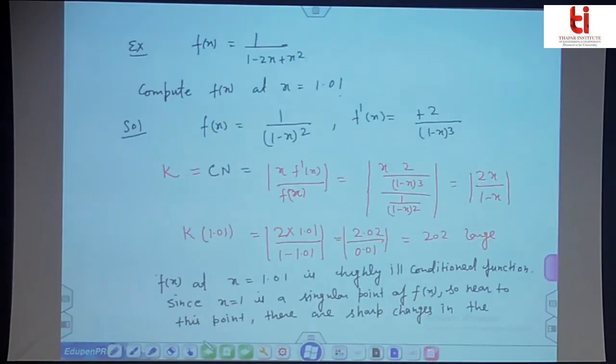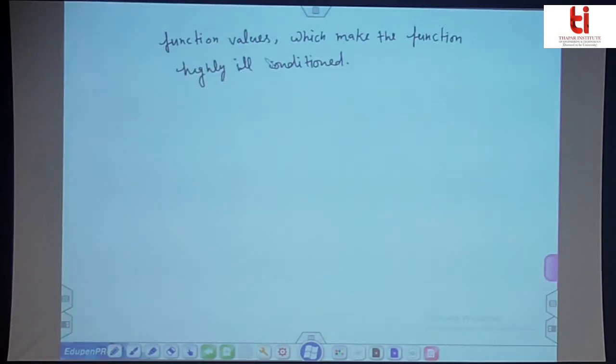If you see, the function at x equal to 1.01 is ill conditioned. Why? Because the condition number is coming out to be very large. At x equal to 1 the function is not defined. It is a singular point. So near this point, there are sharp changes in the function value, which make the function highly ill conditioned. I think it is clear.